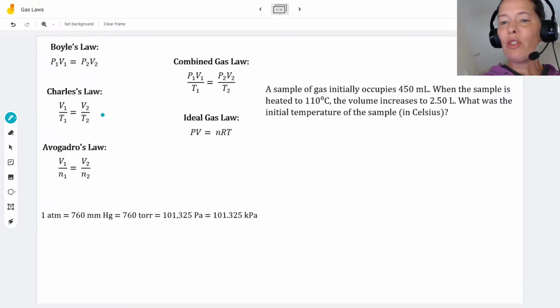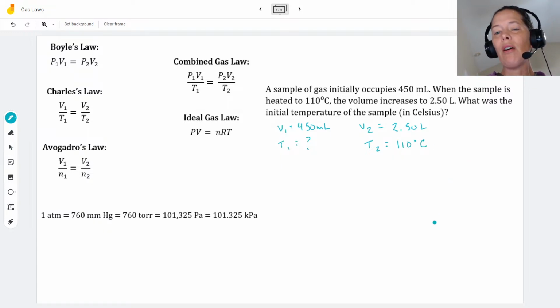So again, this is going to be Charles's law. So I have a volume 1 of 450 milliliters. I have a T1 of, I am not sure, that's what I'm trying to find, the initial temperature. So that is my question mark. My V2, or my final volume, is 2.50 liters, and my T2, or my final temperature, is 110 degrees Celsius.